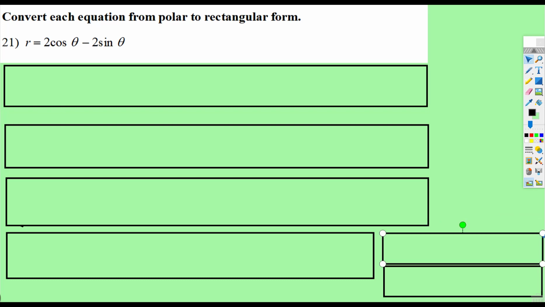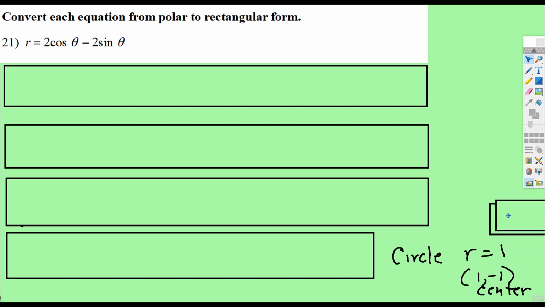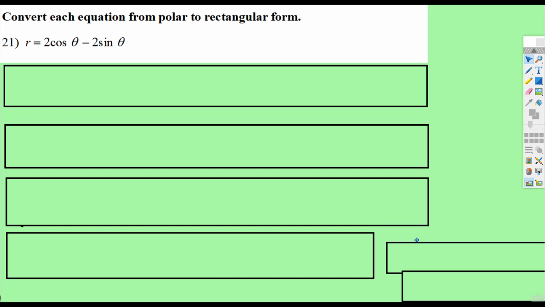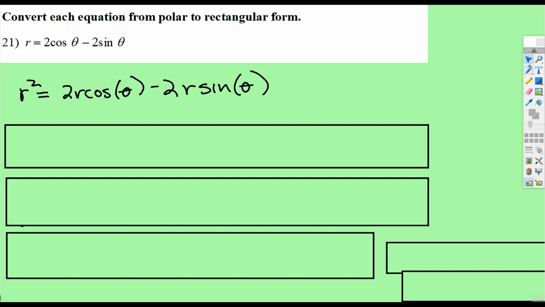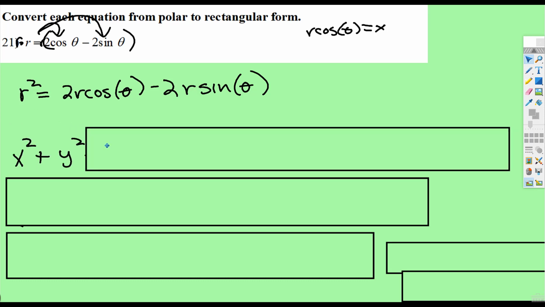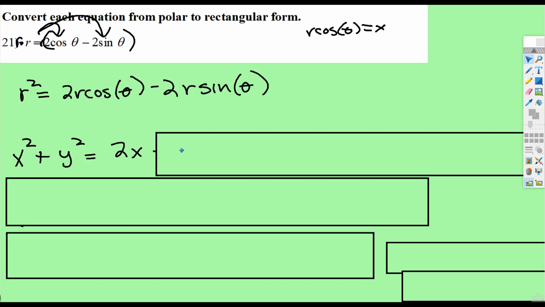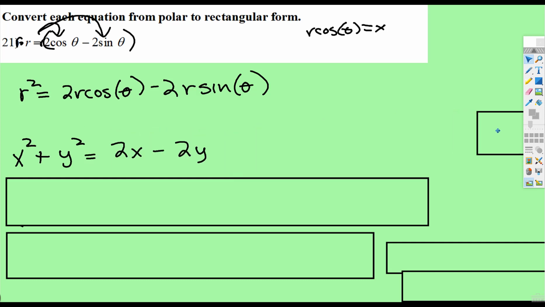So again, remember that, well, that's not very helpful. Because I know that r cosine theta is equal to x, and we want to convert things to x and y, all I did was multiply both sides by r and then distribute. So I have r squared is equal to 2r cosine theta, subtract 2r sine theta, and I can now start converting: r squared is equal to x squared plus y squared, and r cosine theta equals 2x, subtract 2y.